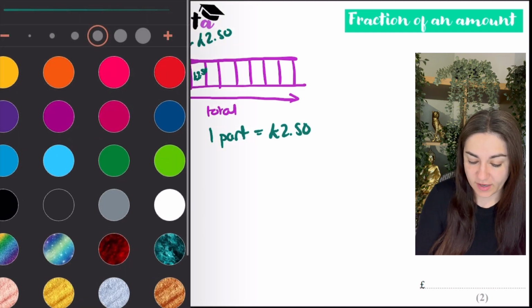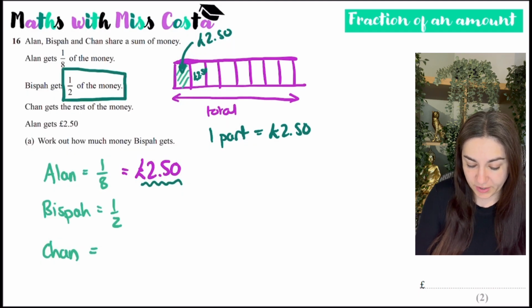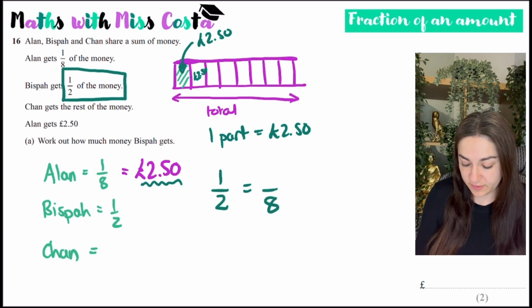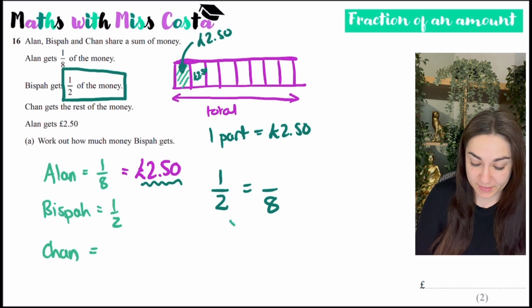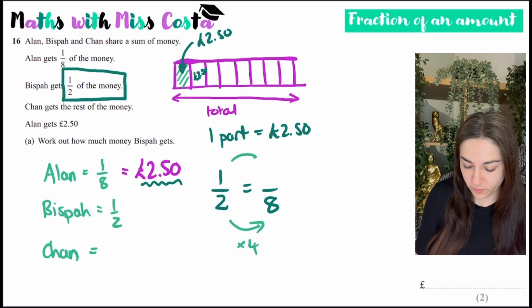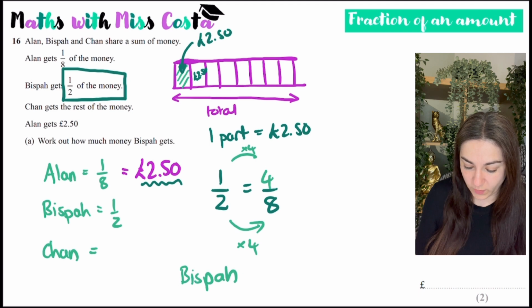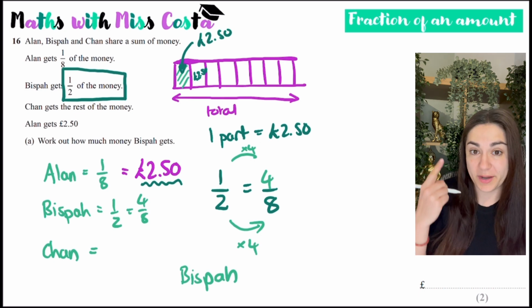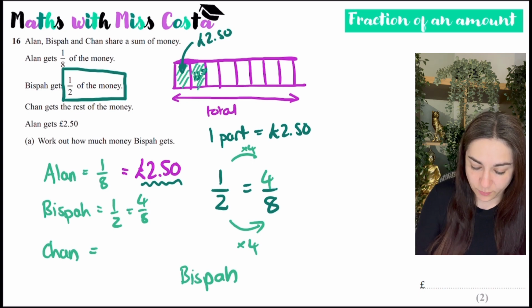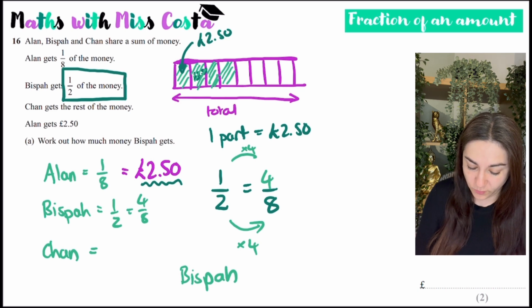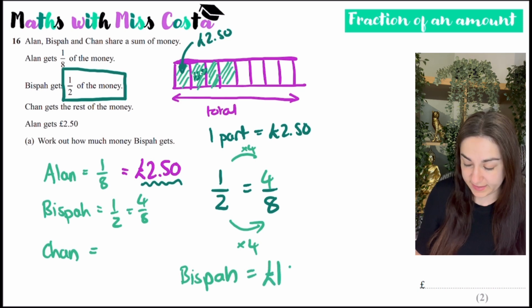I know that Bispa gets half of the money. So again, there's a few ways we can do this. A half is equivalent to what out of 8? Because I know that in total it's been split into 8 parts. Well, if I multiply 2 by 4, that gives me 8, so I'd multiply 1 by 4, which is 4/8. So Bispa gets 4/8 of the money. And how could you work out what 4/8 is? Well, we know 1/8 is £2.50, so we do 4 times £2.50, which is £10.